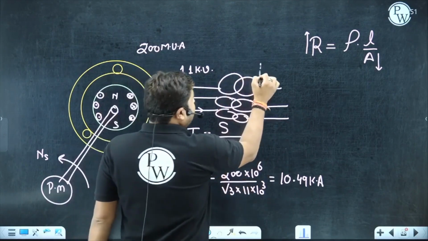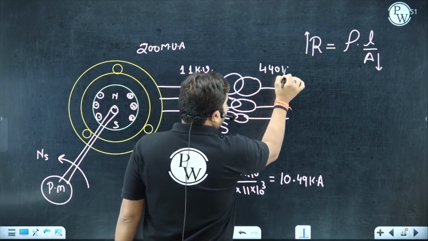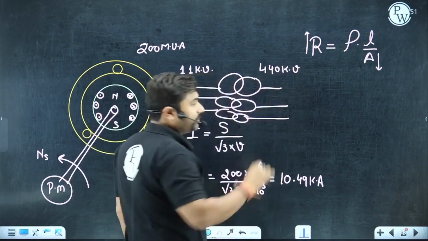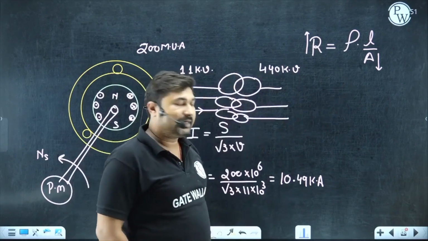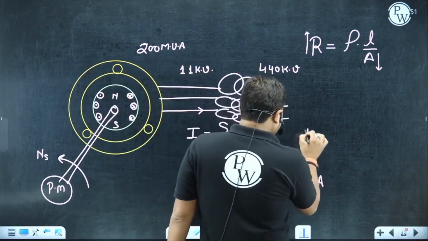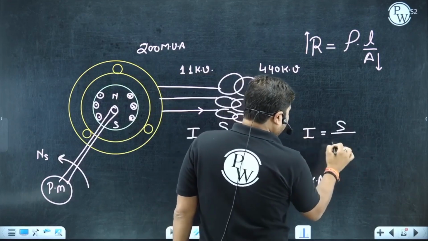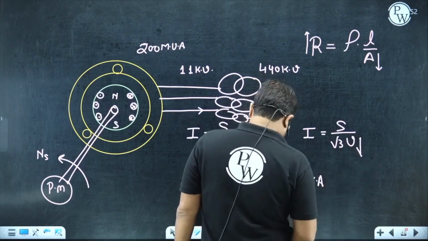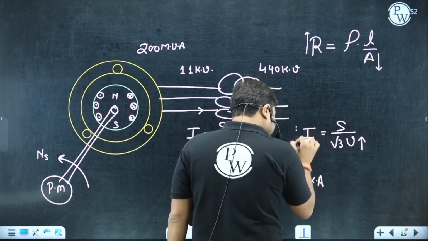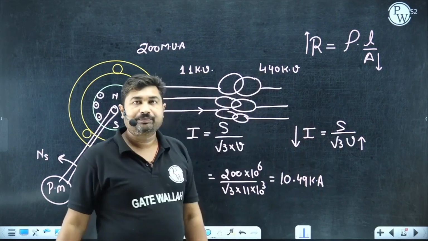From 11 kV, we can increase the voltage level to 440 kV. Is it okay? Yes, sir. So if I am going to increase the voltage level, what happens, sir? With the increase in voltage level, your current requirement decreases for the same kVA. Is it okay?